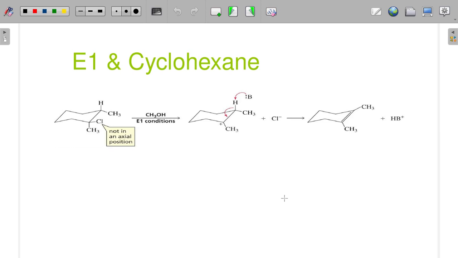All right, E1 in cyclohexene, you don't have to worry about that, but you will form the more stable carbocation most of the time, and then therefore the more stable alkene.